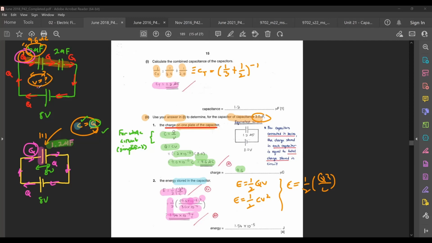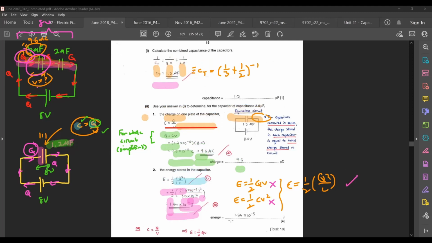You cannot say your voltage here is 8 volts, because if you look at this diagram here, there are two capacitors. The total PD of these two capacitors will be equal to 8 volts. But the PD of the 3 microfarad capacitor itself is unknown. So you do not want to use any of the equations with V inside. You want to use this instead. Okay, so that is for this particular question.